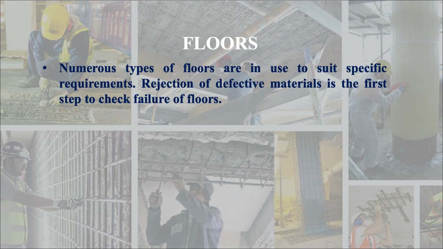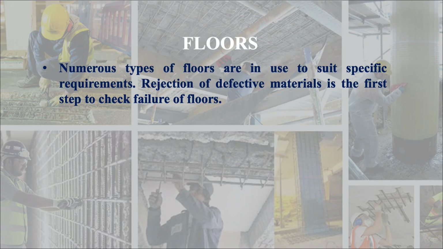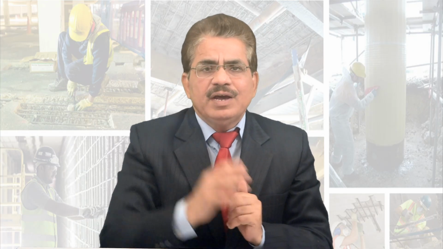Numerous types of floors are in use to suit specific requirements. For a specific requirement, you can use a different type of floor, a different type of material for flooring. The rejection of defective materials is the first step to check failure of floors. Because if you are using a defective material, then certainly a defective floor will be constructed. So to avoid any defect in the floor, the first requirement is that you should not use defective material for flooring.